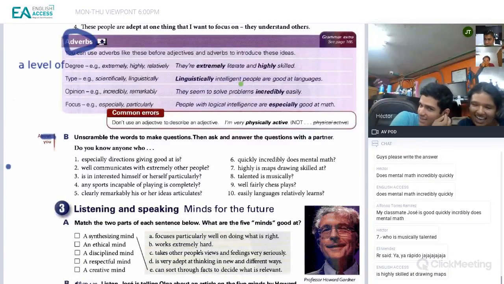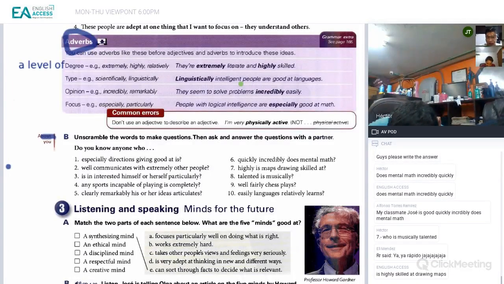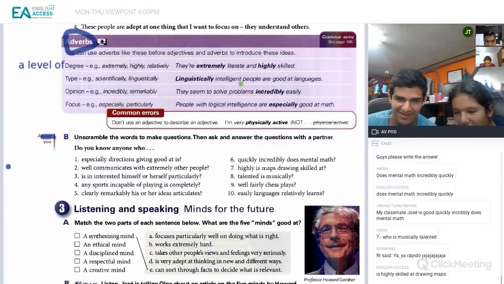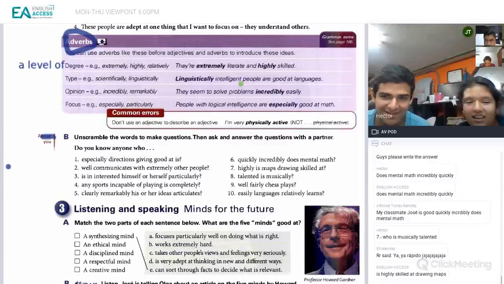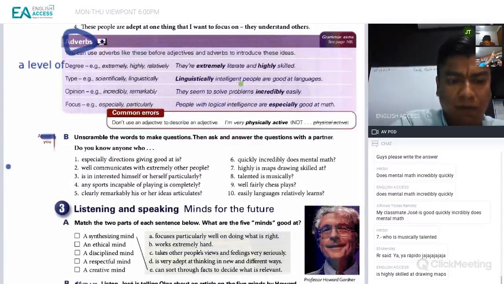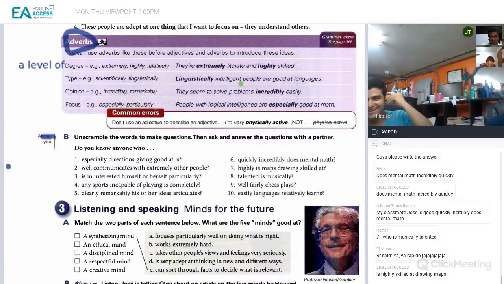Who is highly skilled at maps? Yes, highly skilled at maps. Hector, the one you wrote is 8. Sorry, it's okay. It's very easy, Hector.